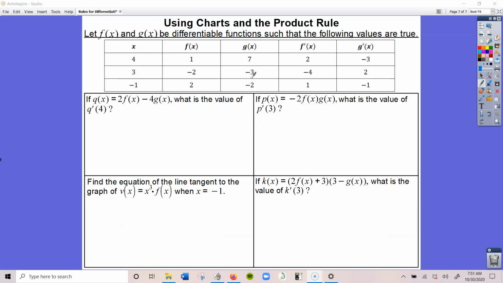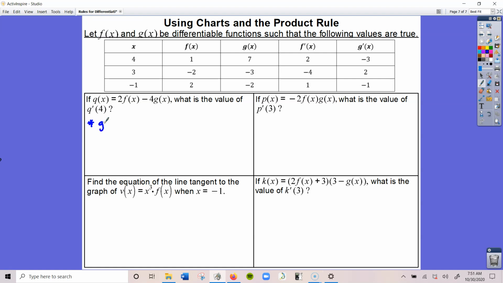Now we're going to apply the product rule, but using charts. So every time we learn a new rule, we're going to go through all different representations. We did algebraically, we did using graphs, and now finally we're using charts. So this first particular question says, if q of x is equal to 2f of x minus 4g of x, what is the value of q prime of 4?